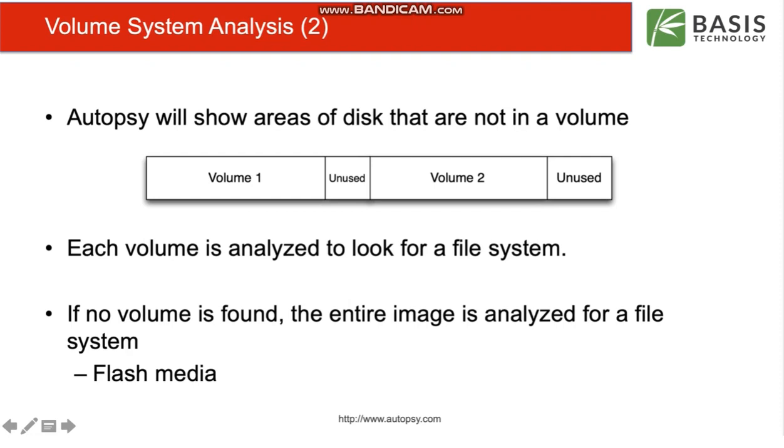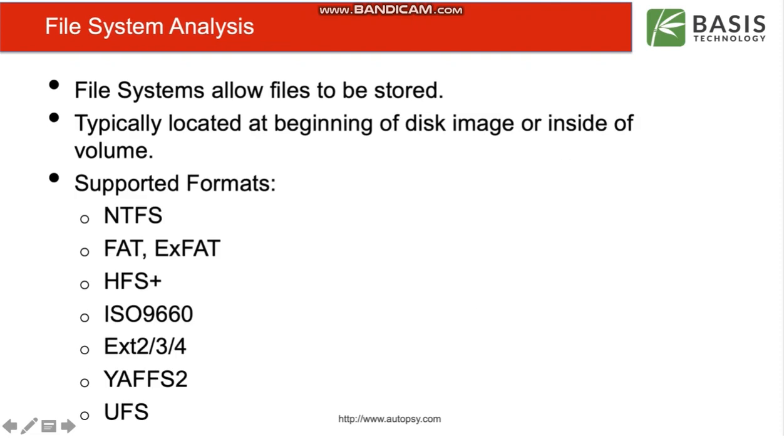If there's no volume system found at all, the entire image will be analyzed for a file system. An example here is flash media or USB devices. They don't typically have volume systems on them, but they will have the entire thing be a single file system.